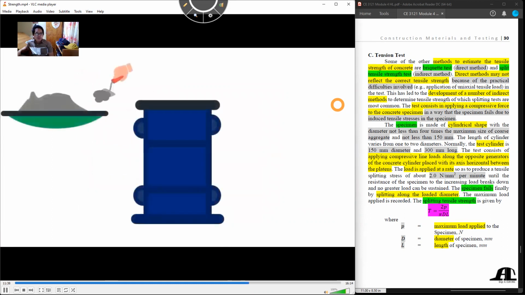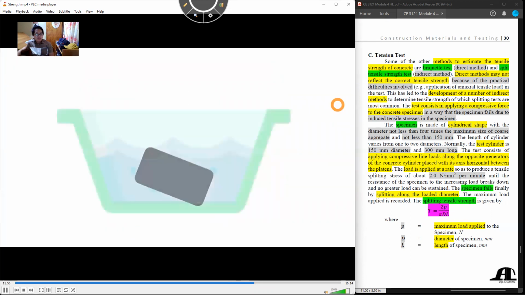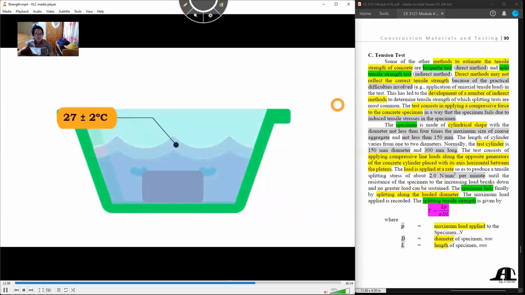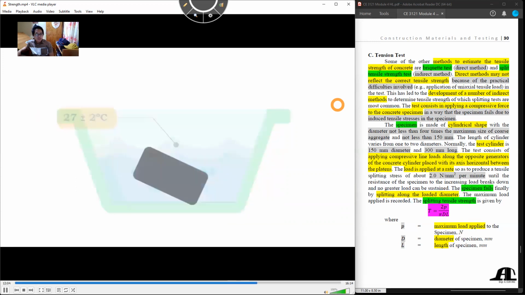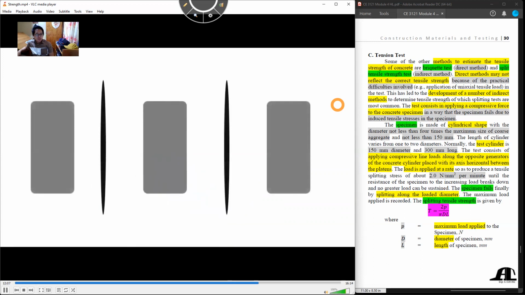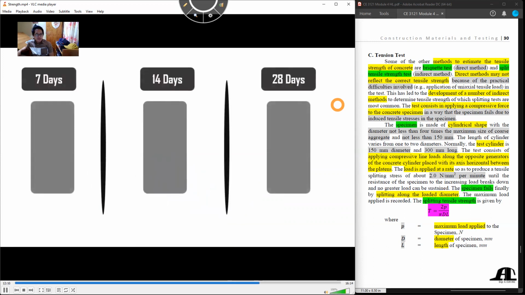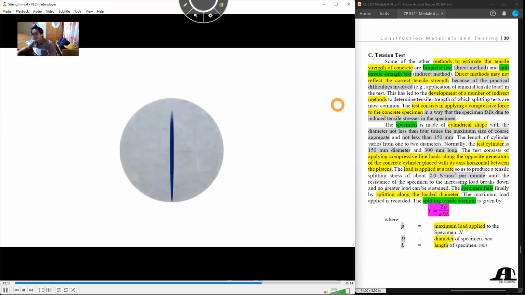The specimen is prepared in the standard manufacturing procedure, placed in the mold in layers and tamped using 25 blows for each layer. After a day, the mold is removed, and the specimen is placed in the curing tank at a temperature of 27 plus or minus 2 degrees Celsius. Depending upon the requirement, the test specimen is removed from the tank and dried at 7, 14 and 28 days for testing. Draw the line on the specimens as displayed on the screen.